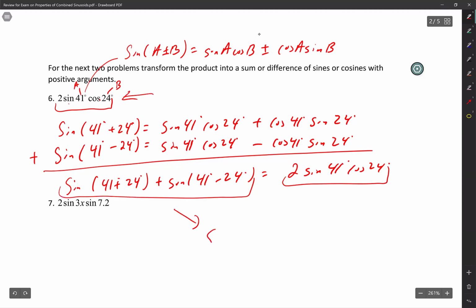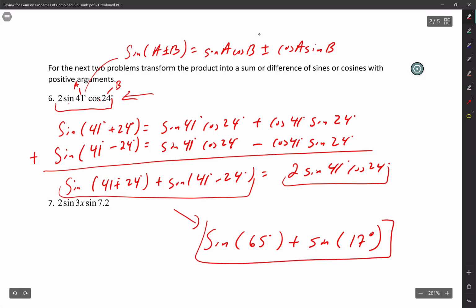So what's my answer? Sine of, let's see, what's 41 plus 24? 41, 51, 61, and then add another 4, so 65 degrees, plus sine, and then I'm going to subtract 24. 41, 31, 21, and then add, that's 17. There it is. Hopefully I didn't do anything wrong. And that's my answer, guys. That's what I wanted. I wanted a sum or difference. And I have sines in this case.